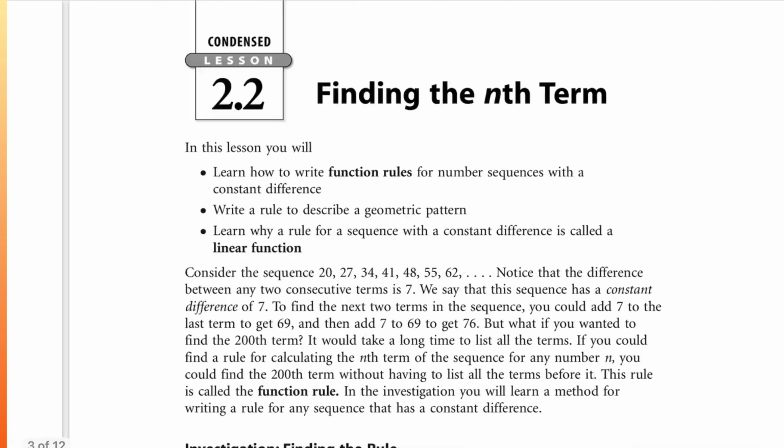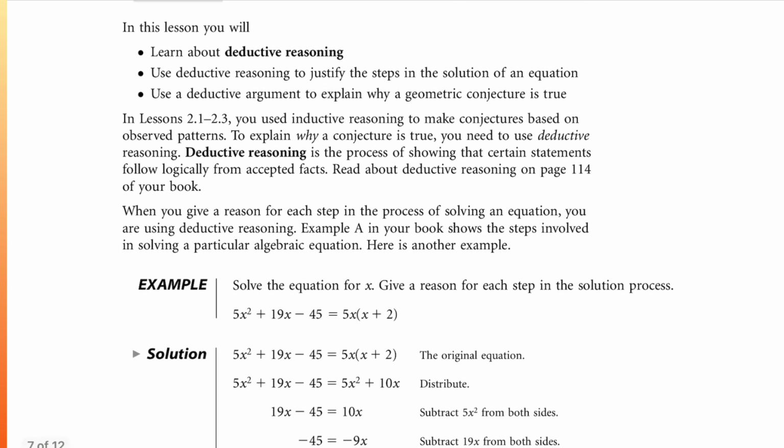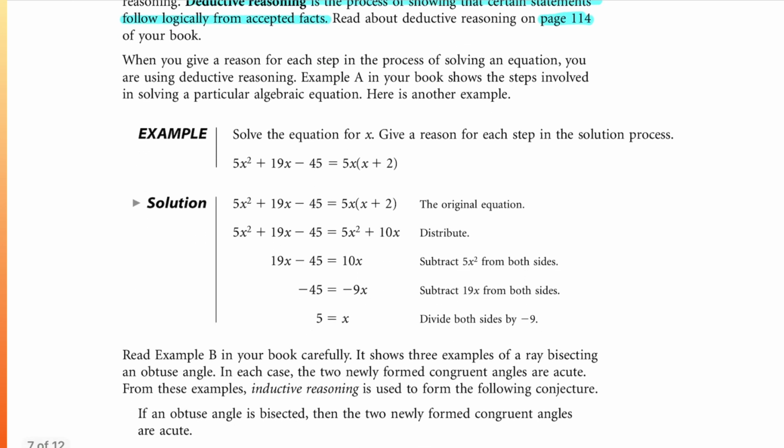All right, let's move on to the next section, which would be 2.4. We skipped 2.2 and 2.3. So here's 2.4, which is deductive reasoning. This is a different type of reasoning. This type of reasoning is a process of showing that certain statements follow logically from accepted facts. This is different from inductive. Inductive is you're looking at patterns and drawing conclusions or predictions from the patterns, and this one is you're reaching conclusions based on logic and accepted facts. You can read more about it on page 114 in the textbook, which I've published.